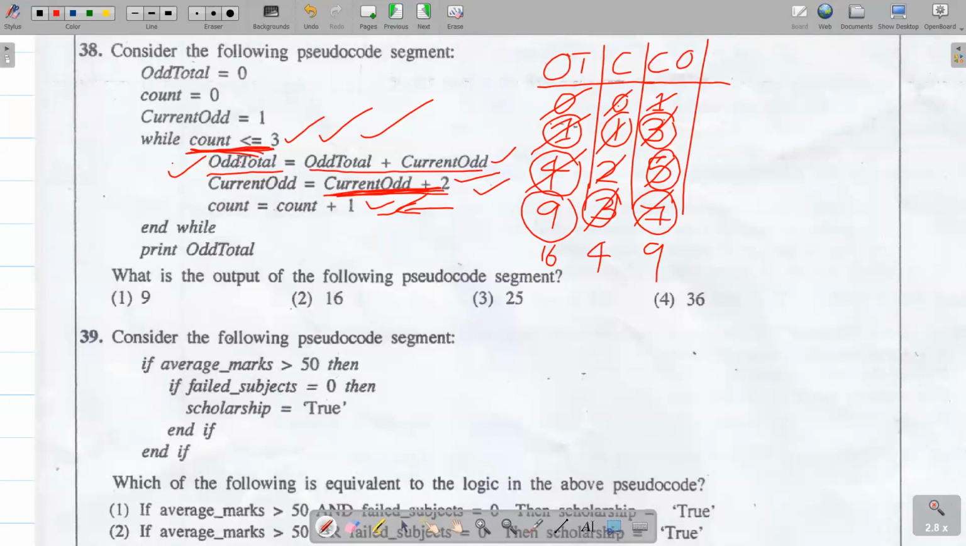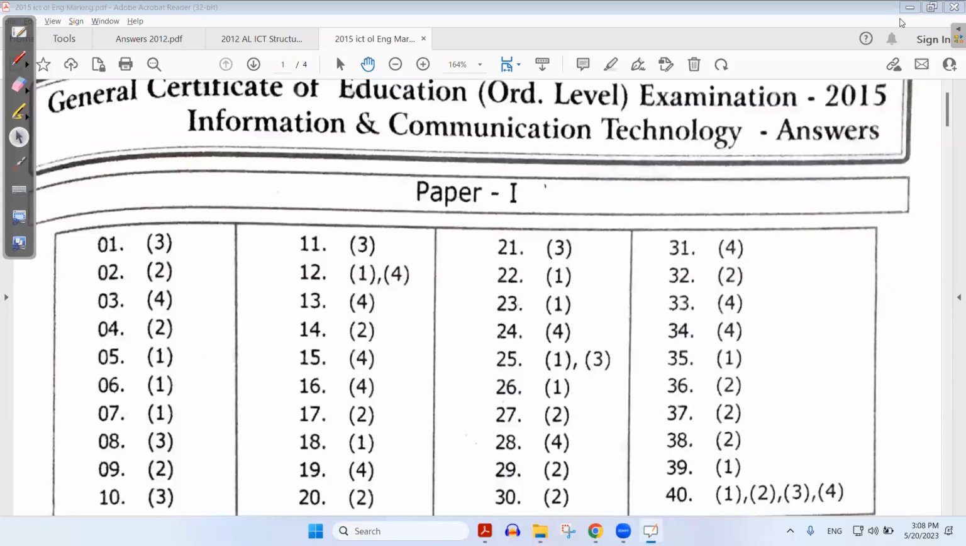Now it goes and checks the condition. The condition is false now, so it exits and prints the odd total. Odd total is 16, so the answer is going to be the second one. So let's cross check 38. Yeah, it's the second answer. The second answer, yes, that's true.